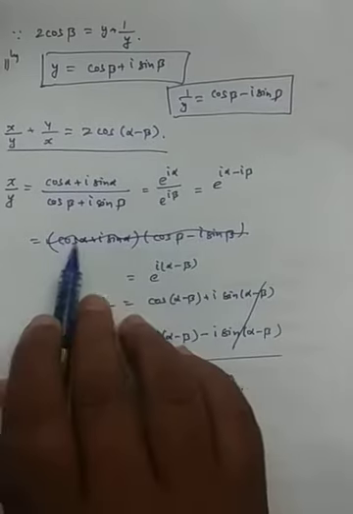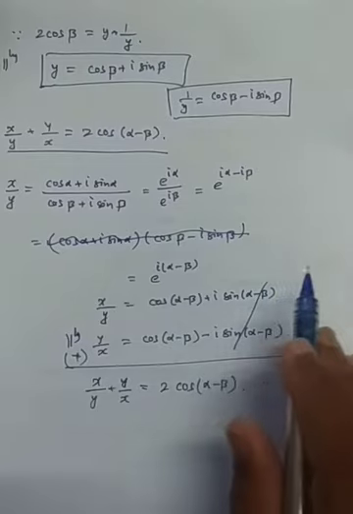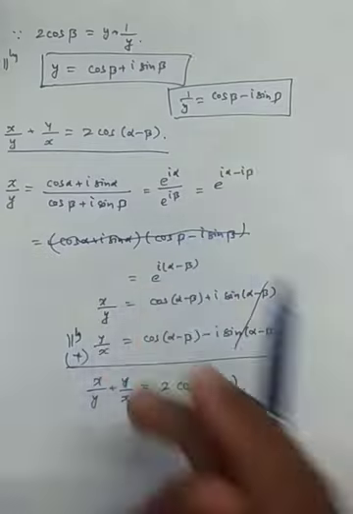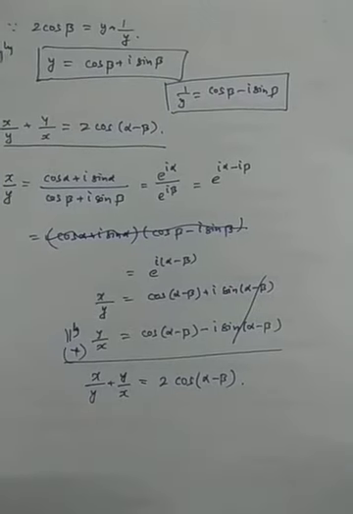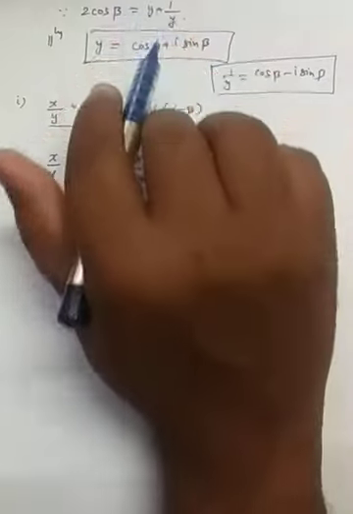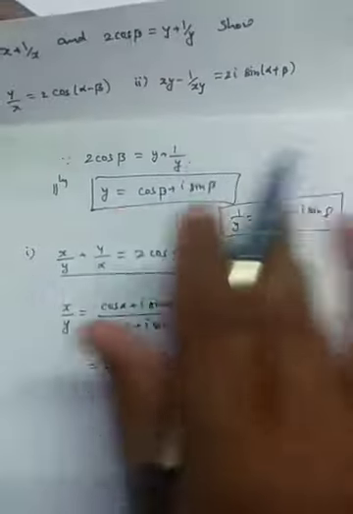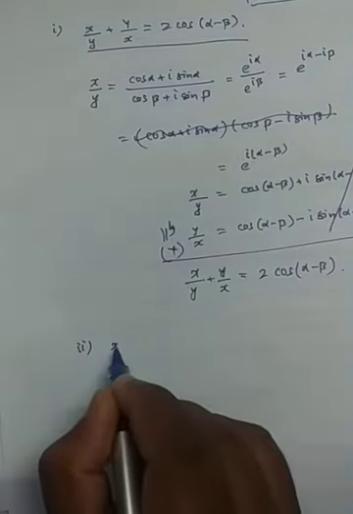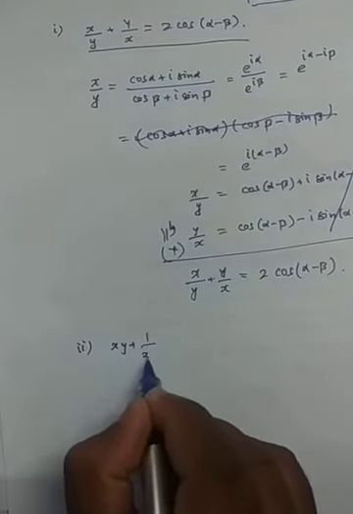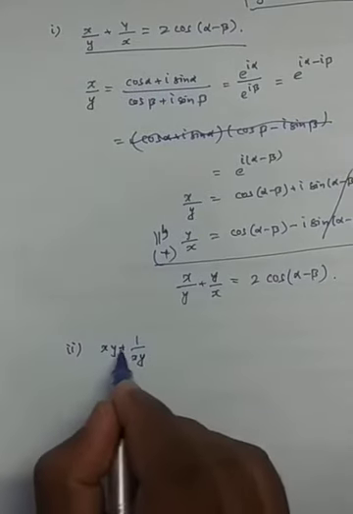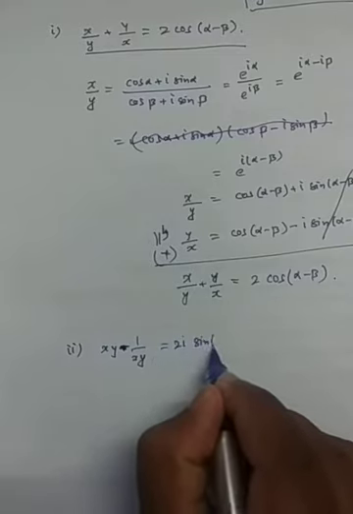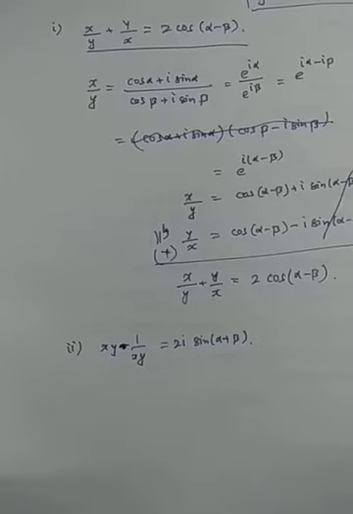If you know the formula, cos a plus sin b into this, you can do it, or else you use the exponential, it will be easy for you. That is the first question. The second question: xy minus 1 by xy equals 2i sin alpha plus beta. I am writing the question here: xy minus, not plus, 1 by xy equals 2i sin alpha plus beta. This is what we need to find here.